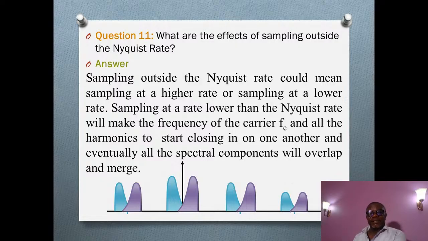Sampling at a rate lower than the Nyquist rate will make the frequency of the carrier and all the harmonics start closing in on one another, and eventually all the spectral components will overlap and match. Now, let us picture what this sampling means.